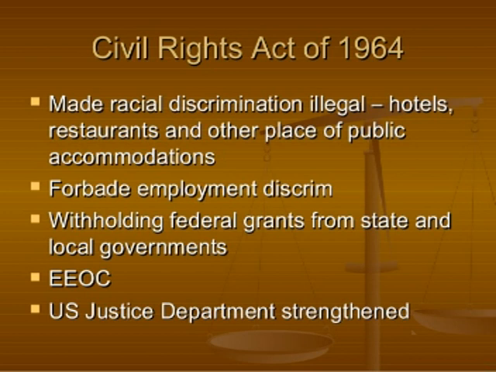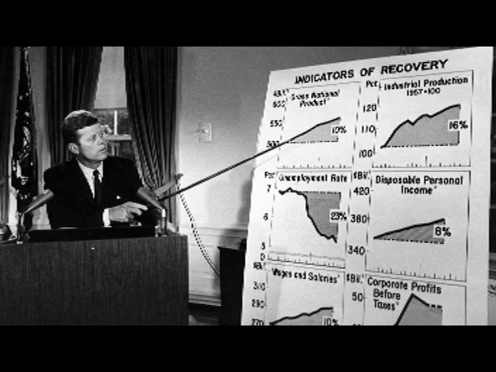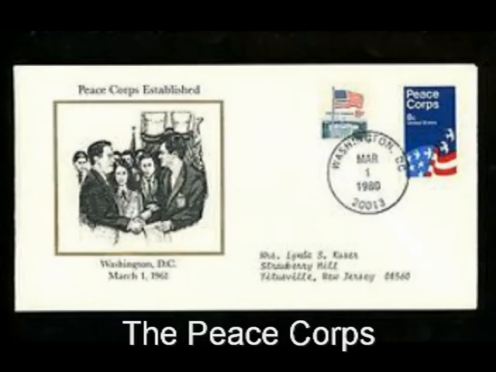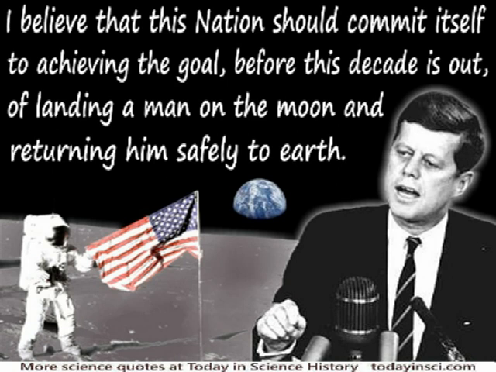The economy experienced steady growth, low inflation, and a drop in unemployment rates during Kennedy's tenure. Kennedy adopted Keynesian economics and proposed a tax cut bill that was passed into law as the Revenue Act of 1964. Kennedy also established the Peace Corps and promised to land an American on the moon, thereby intensifying the space race with the Soviet Union.